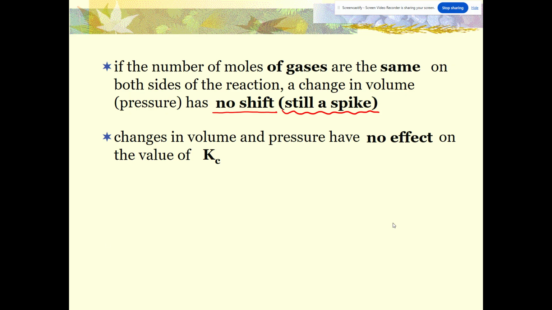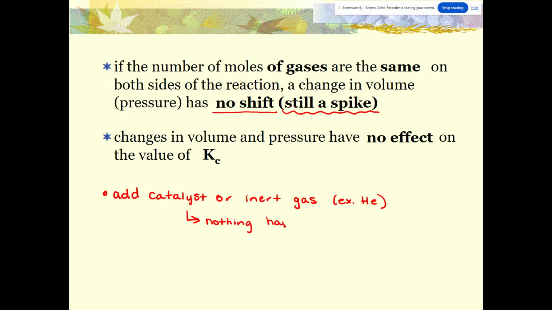Now, one thing I want to add here before I move on is you can add a catalyst or an inert gas. Some common inert gases, inert means non-reactive, are your noble gases, so something like helium, okay? When you add a catalyst or an inert gas, absolutely nothing happens. There is no spike, there is no shift, nothing happens at all. Okay, your system is already at equilibrium. This is not a stress being applied to it.